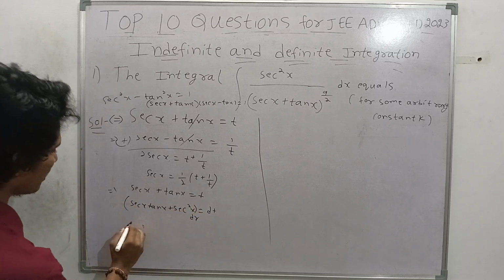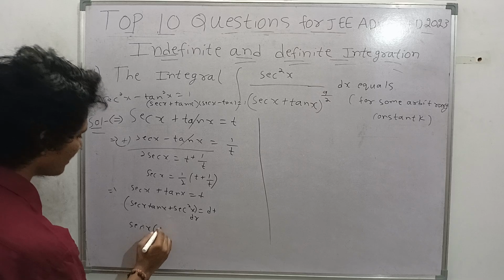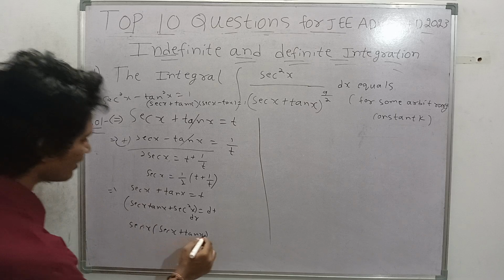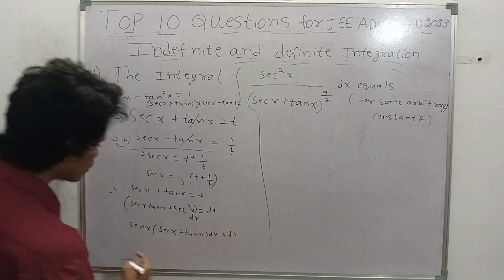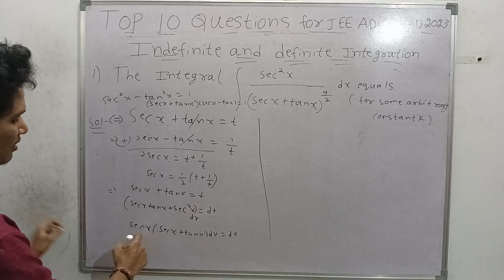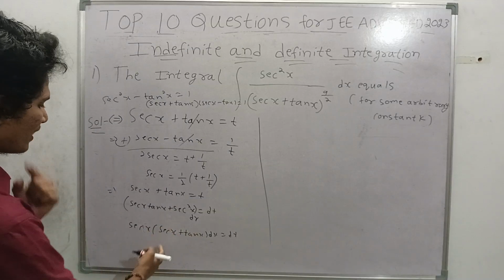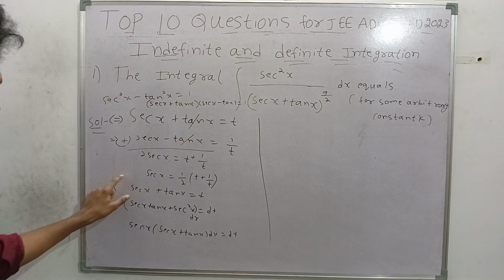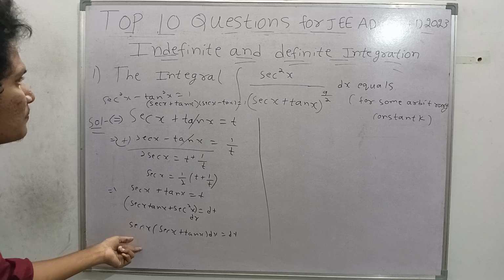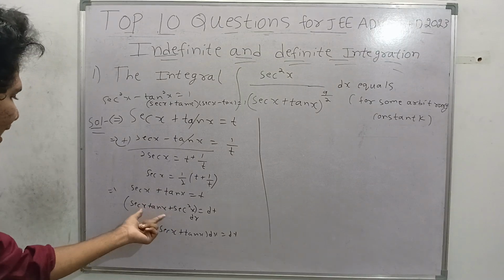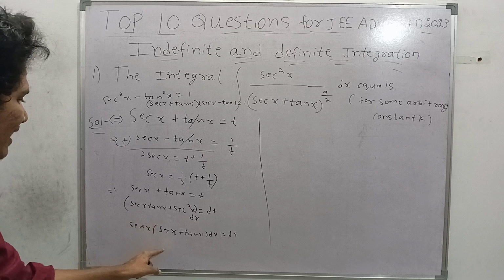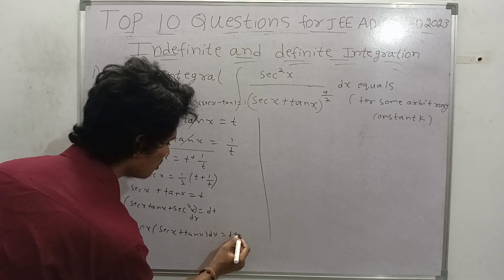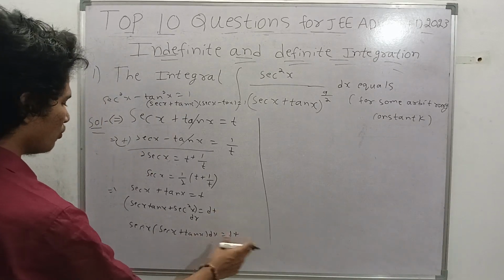So if I take common secant x, I can get secant x plus tan x, secant x plus tan x dx equal to dt. So secant x dx, here it is secant x and dx, here it is secant x plus tan x. So now what we can do? I taken common secant x, so I got secant x plus tan x into dx equal to dt. I got like this. So I can replace now dx equal to like this.